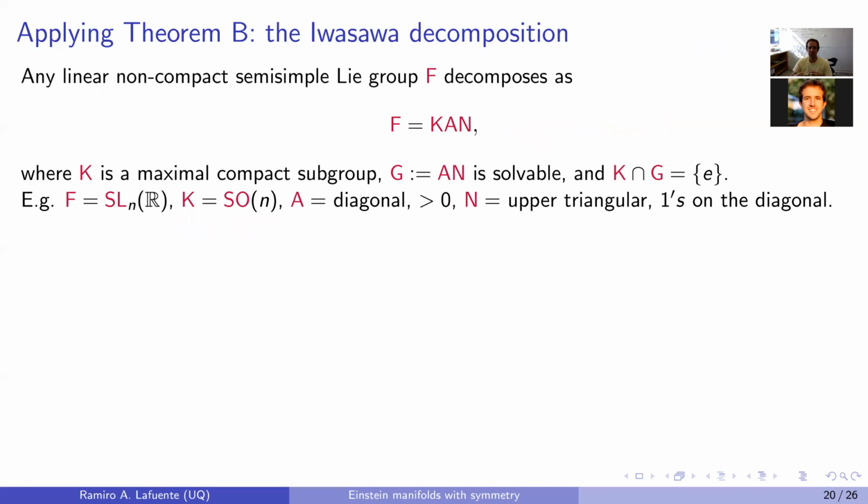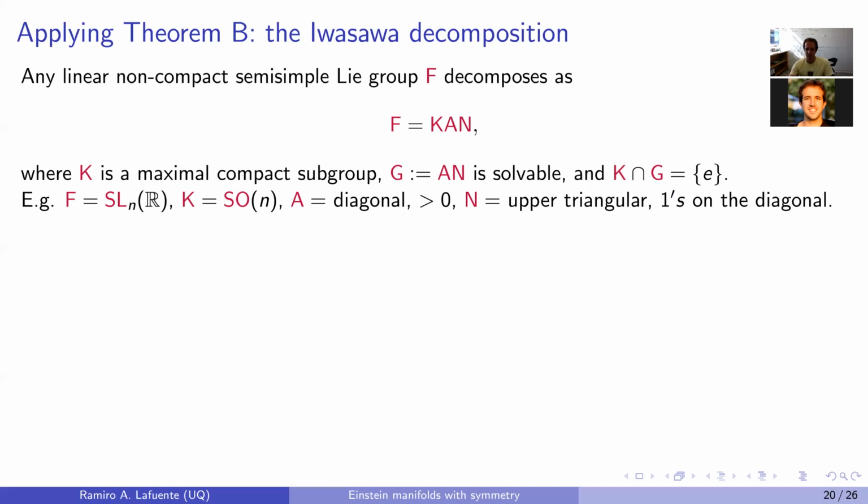For example, if F is SLnR, then K is just SOn. You can take A as the diagonal matrices in SLnR with positive entries, and you can take N to be the subgroup of SLnR of upper triangular matrices with ones on the diagonal. And some people refer to the Iwasawa decomposition in this setting as just being a consequence of the Gram-Schmidt orthogonalization process.